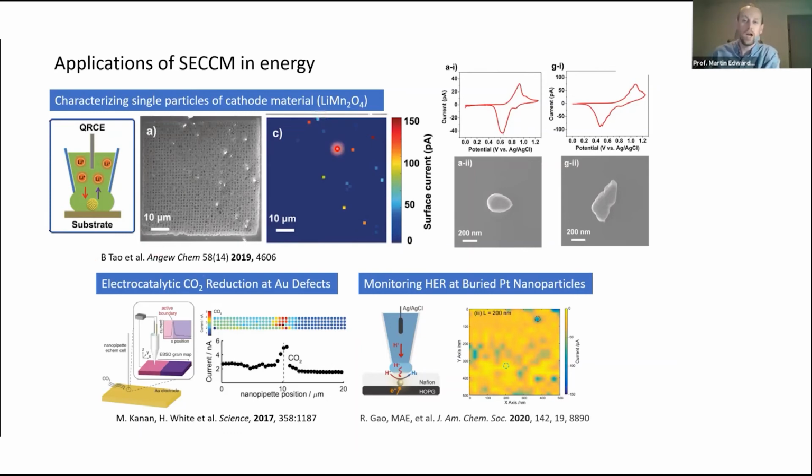These are just the currents taken at a particular potential. And so we can see that the bright spots do relate to the particles. And you can maybe see the merit of doing this measurement. The different particles have different electrochemical responses. There are bright ones and dark ones.